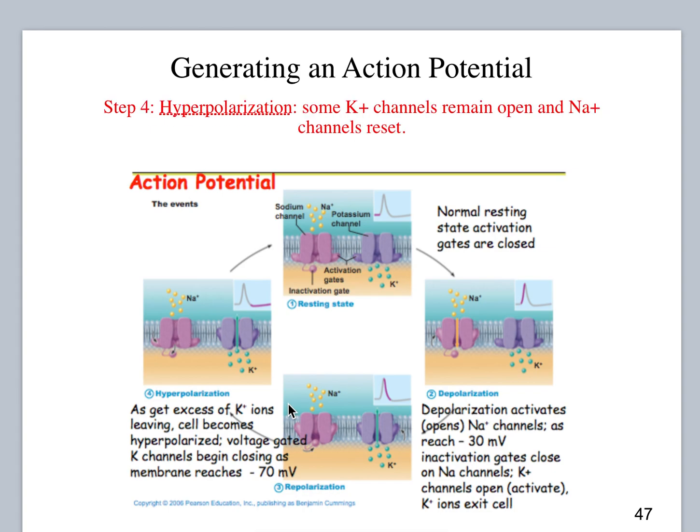Hyperpolarization happens because some of the potassium channels remain open while the sodium channels reset. So the potassium channels stay open longer than the sodium channels, and that allows for more potassium to leak out, and therefore it gets hyperpolarized before it comes back to the normal resting state potential.